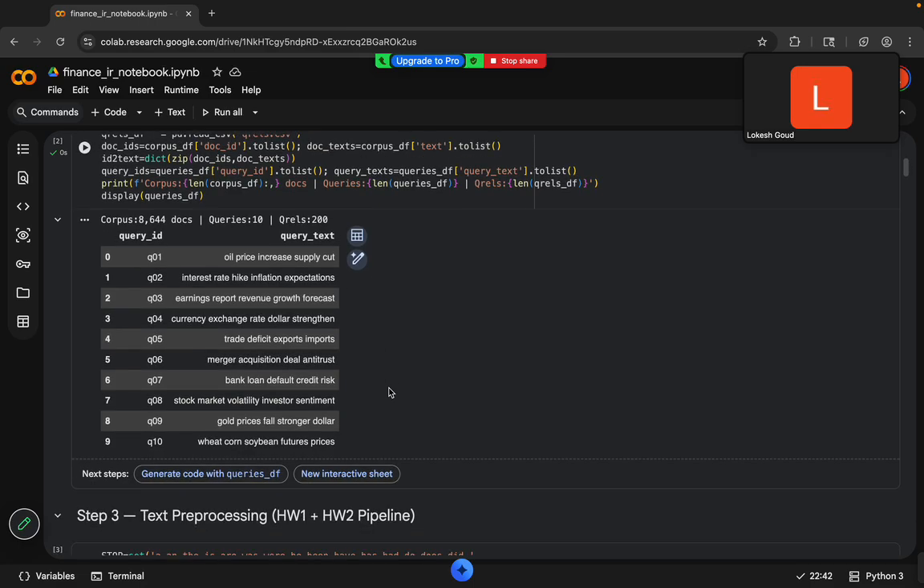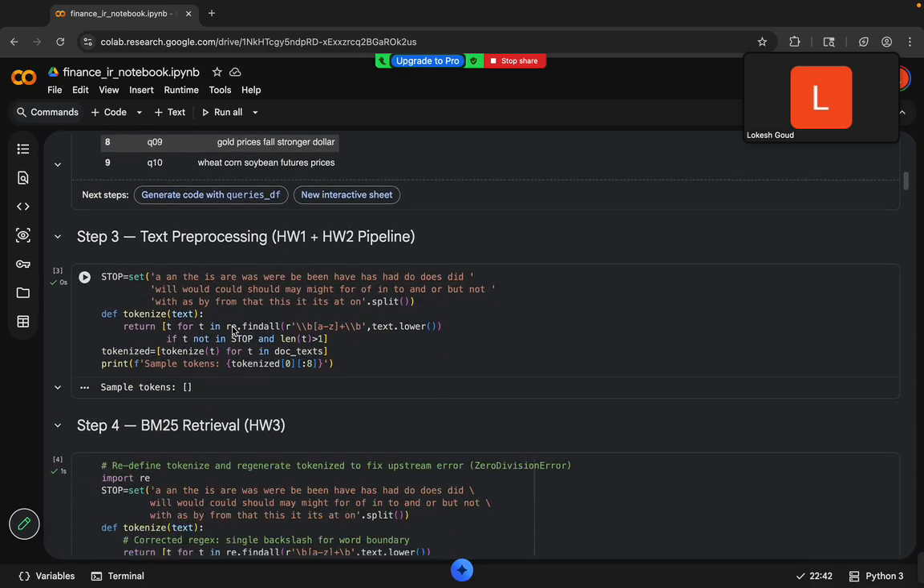So this is the query table. Query number 4, currency exchange rate dollar strength, was the worst performing BM25 query. The reason is that the relevant Reuters articles describe dollar strengthening using phrases like greenback, firm, and dollar advanced, but BM25 can only match exact tokens, so it misses all of those documents. This project builds a system that fixes that.